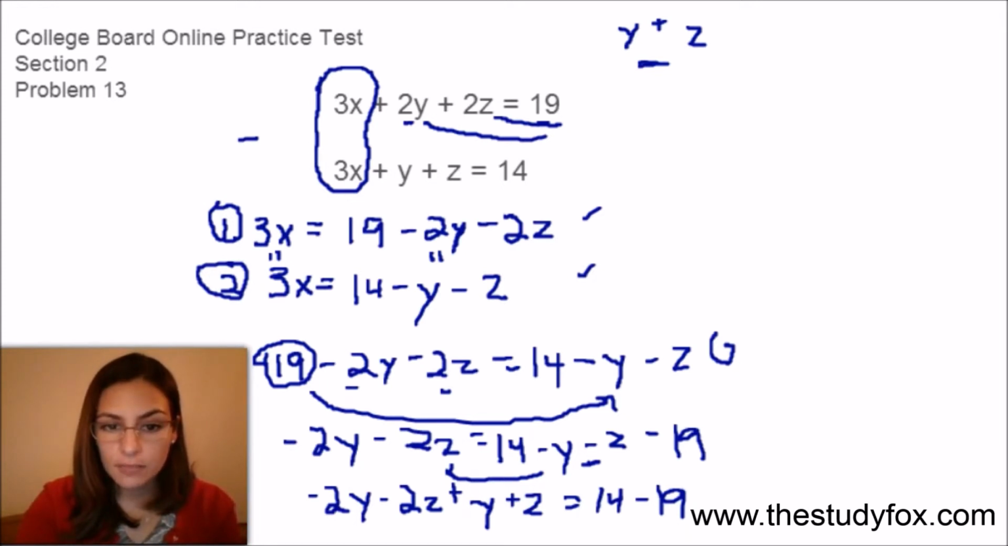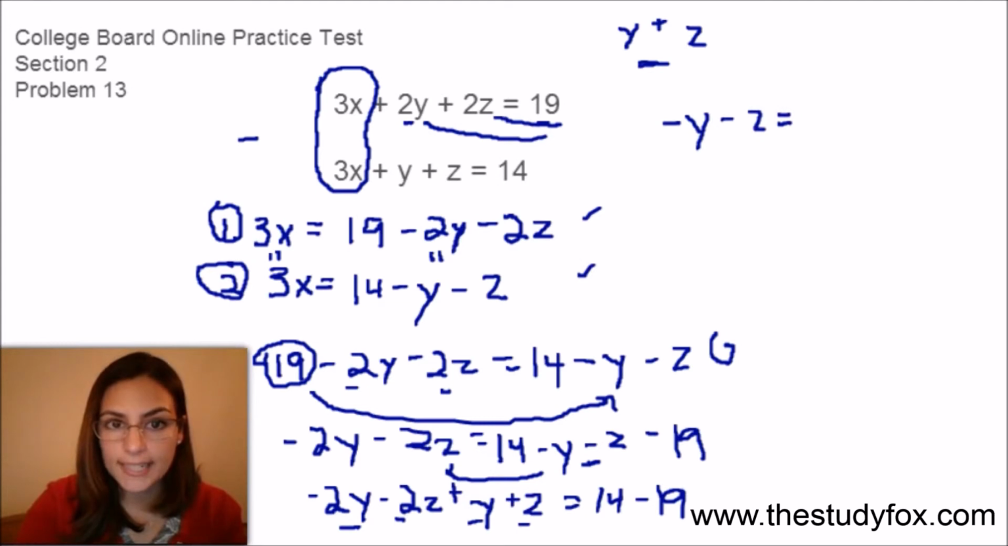So now we have some like terms on each side of the equation, so let's simplify that as much as possible. We have negative 2y and a positive y, so if you add that, it leaves you with negative y. And then we have negative 2z and a positive z, so that leaves us with minus z equals 14 minus 19, which is negative 5.